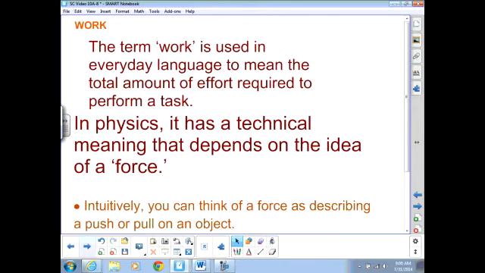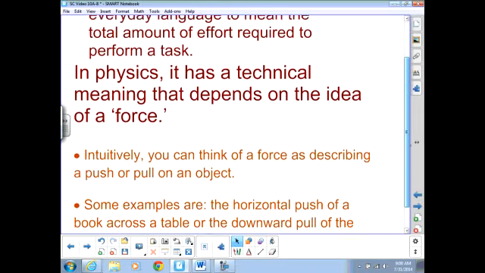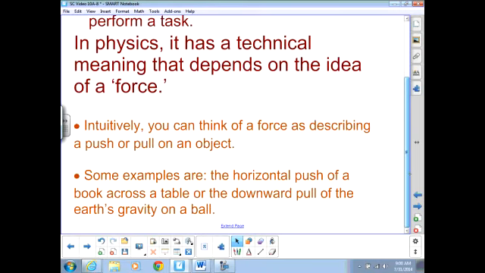So in everyday language, work means the amount of effort you're required to perform a task. In physics, the technical meaning depends on the idea of force. What you can think of it as is describing a push or a pull of an object. So maybe you're pushing a book across a table or the downward pull of Earth's gravity on a ball.